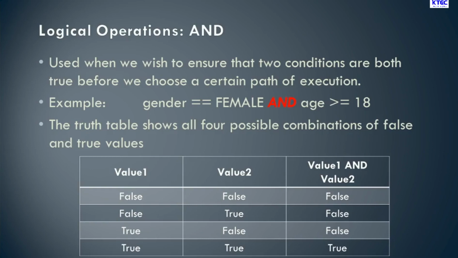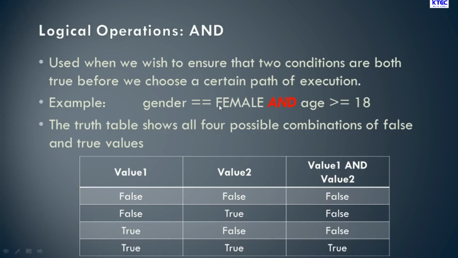So, for example, the gender must be equal to female. We are using female here. Gender must be equal to female, and age must be greater or equal to 18. So the program checks through this. It should make sure that this is true. The person must be female. It's compulsory. And then the age too must be greater or equal to 18.